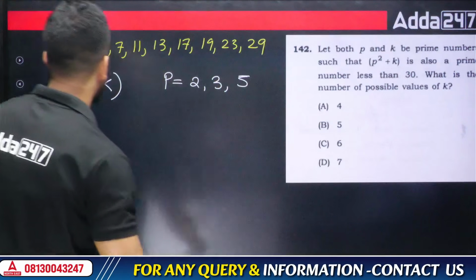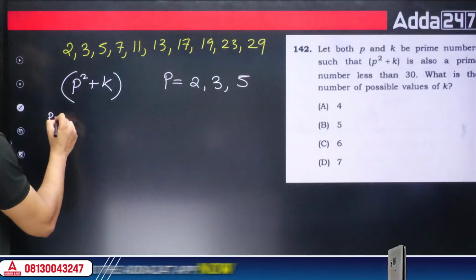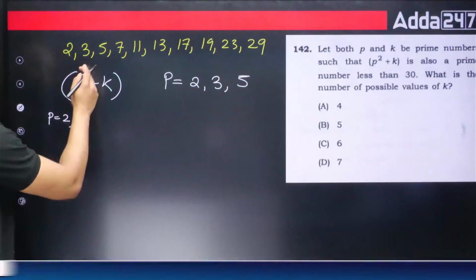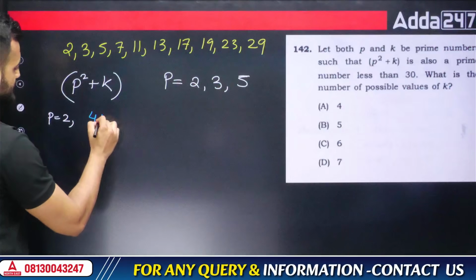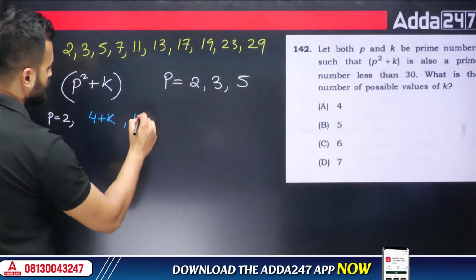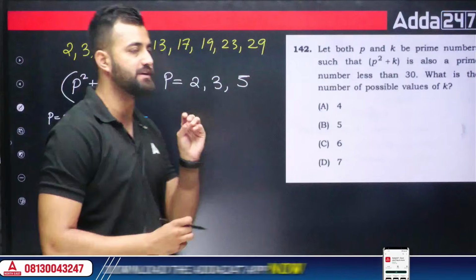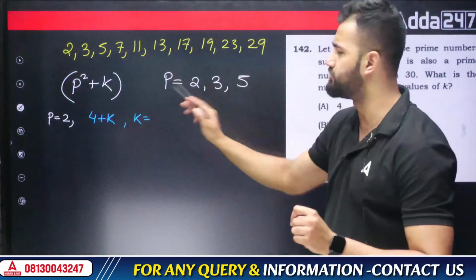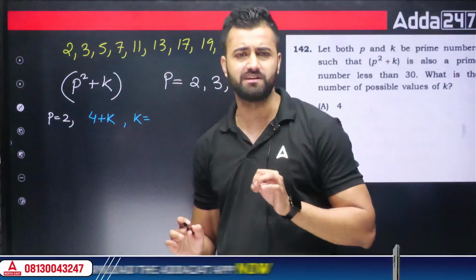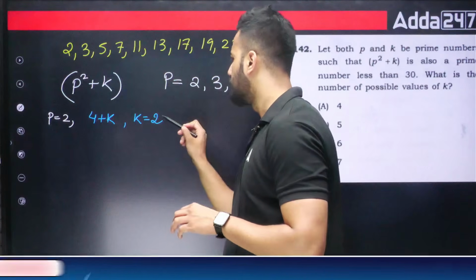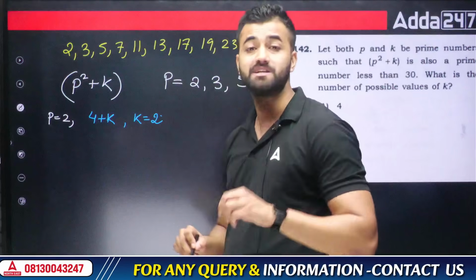Okay. So starting with P equal to 2. When I put P equal to 2, what will happen to this equation? We'll get 2 square, which will be 4, and then plus k. Now we'll start putting k's value one by one, and they have mentioned that k should also be a prime number. So we can take all these numbers and put them out here and check what we are getting. If I put k equal to 2, 2 comes here, 4 plus 2 becomes 6.